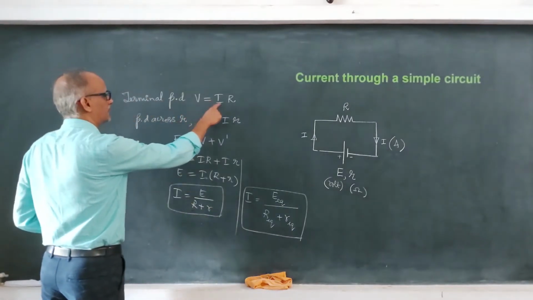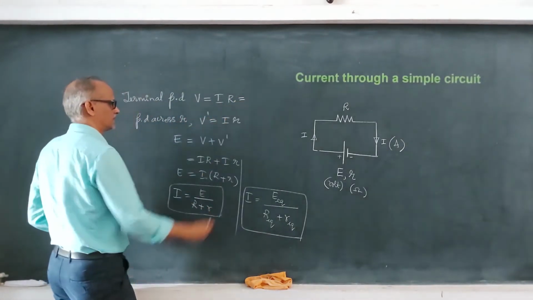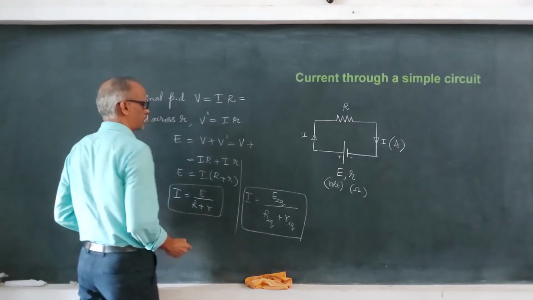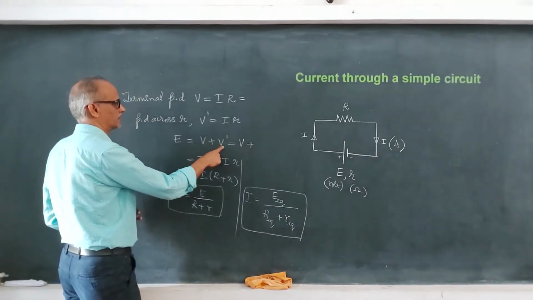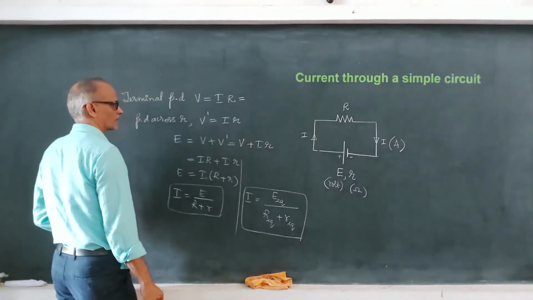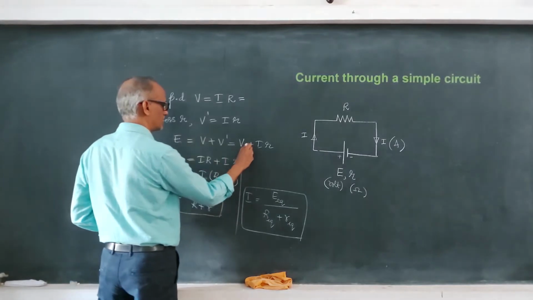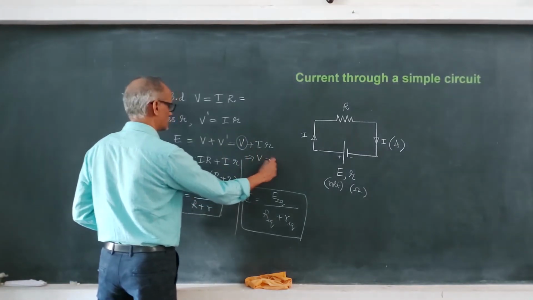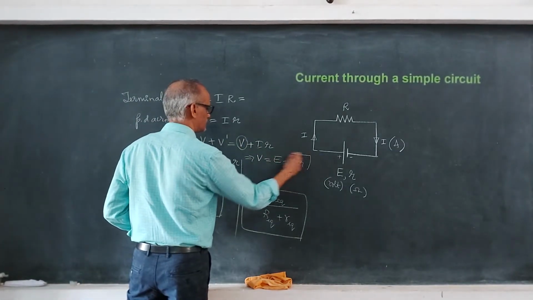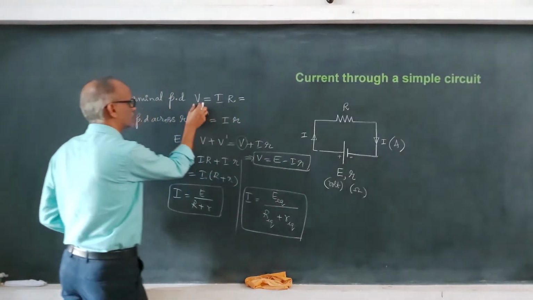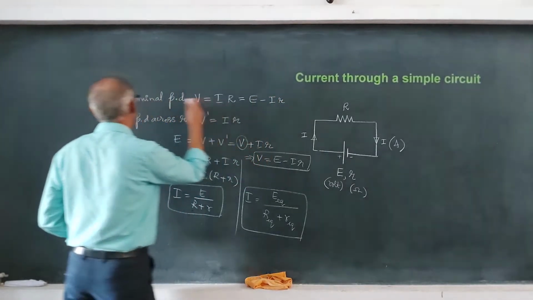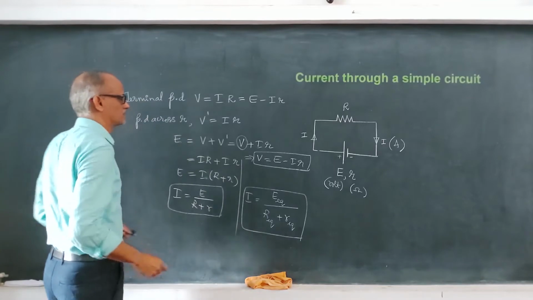Now, V is given by I into R. We can even write E is equal to V plus V dash, where V dash is nothing but I into small r. So, if you rearrange, I will get V is equal to E minus Ir. So, V is equal to E minus Ir. This is one more format of the equation to find the terminal potential difference.